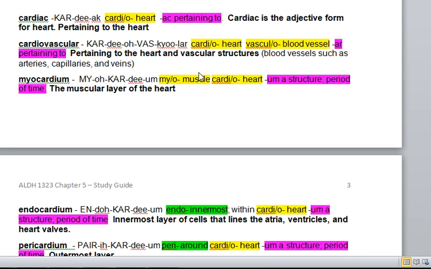The next word is myocardium. Myo means muscle, cardio means heart, um means structure, and myocardium is simply the muscular layer of the heart.